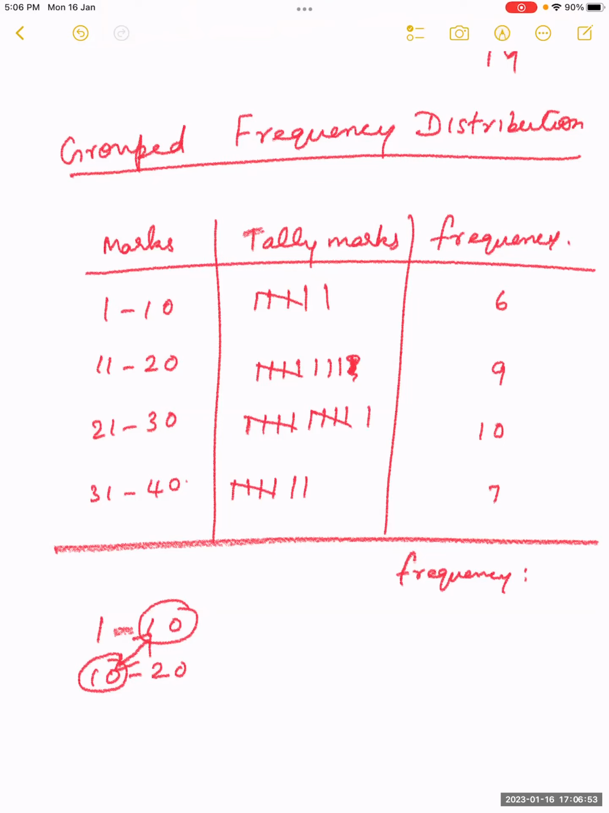Okay, so between 21 and 30 that I did not count. 1, 2, 3, 1, 2, 3, 4, 5, 6, 7, 8, 9. Okay, 9, 10. I'm getting only 10 observations between 21 and 30. 1, 2, oh, 30 is included. 1, 2, 3, 1, 2, 3, 4, 5, 6, 7, 8, 9. Still, I'm getting 10 observations.